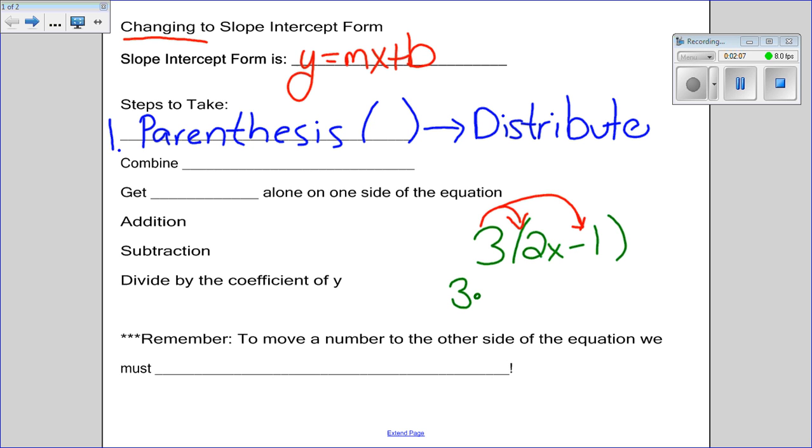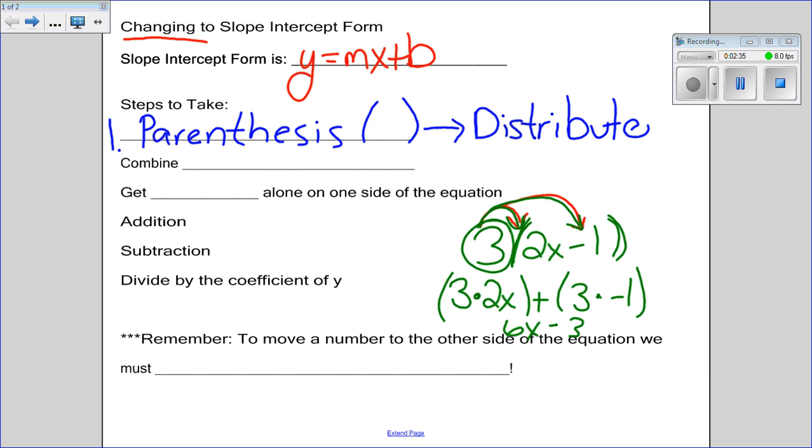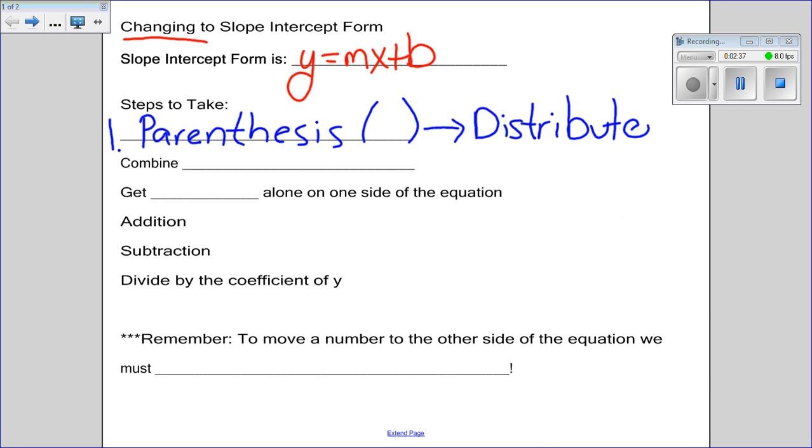So I would write 3 times 2x plus 3 times negative 1, okay? If we simplified that quick, it would be 6x minus 3, okay? That is what it means to distribute. It means you take the first number and you multiply it by all of the parts inside of your parentheses. Okay, so that's your first step. When you get an equation, you're looking to see, are there parentheses? Do I need to distribute?